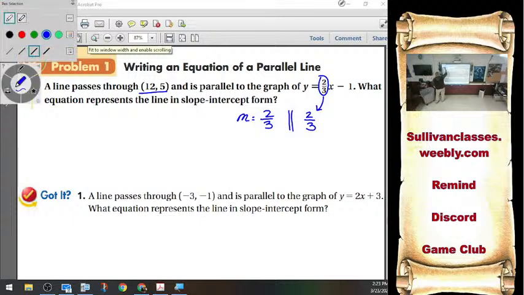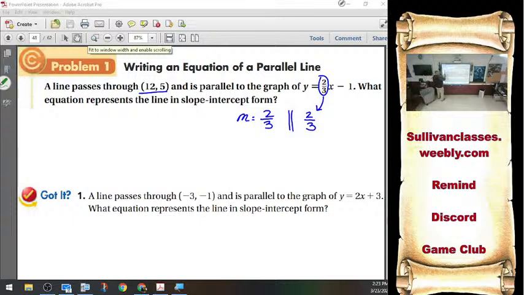Okay. Maybe you like doing this old school. Y equals mx plus b. I know a y. I now know my m. I now know my x. Go find b.